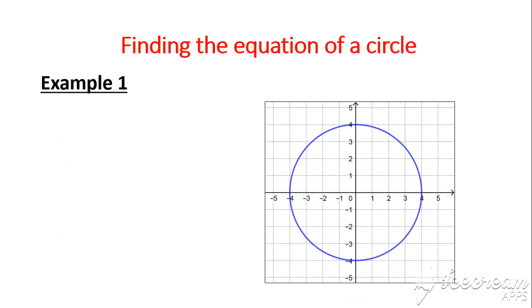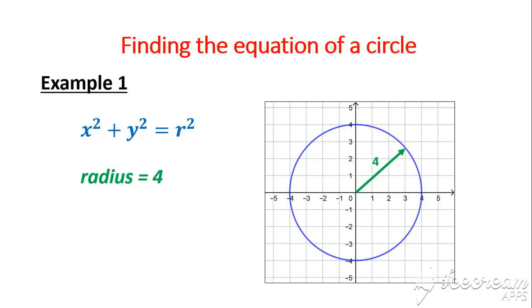All right, let's get straight into example 1. We're going to find the equation of this circle. So we're going to use the form x squared plus y squared equal to r squared because the circle has a center at the origin, 0, 0. Now we need to figure out what the radius is. So if you look on the x-axis, we go out to 4 and out to -4. On the y-axis, we go up to 4 and down to -4. So hopefully that's a clear indication that the radius of the circle is 4.